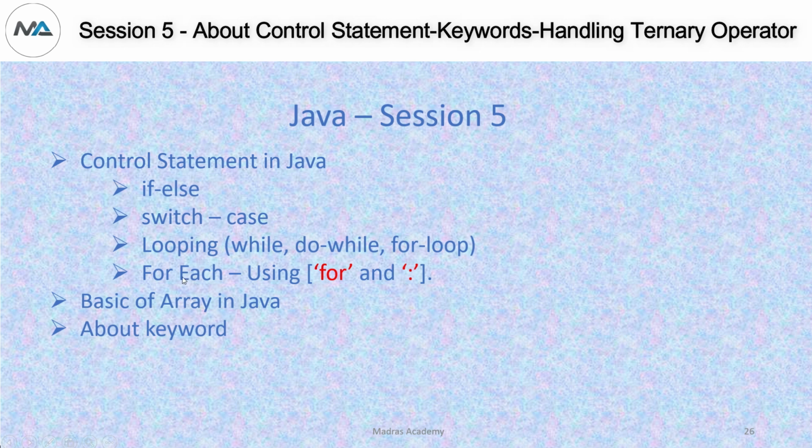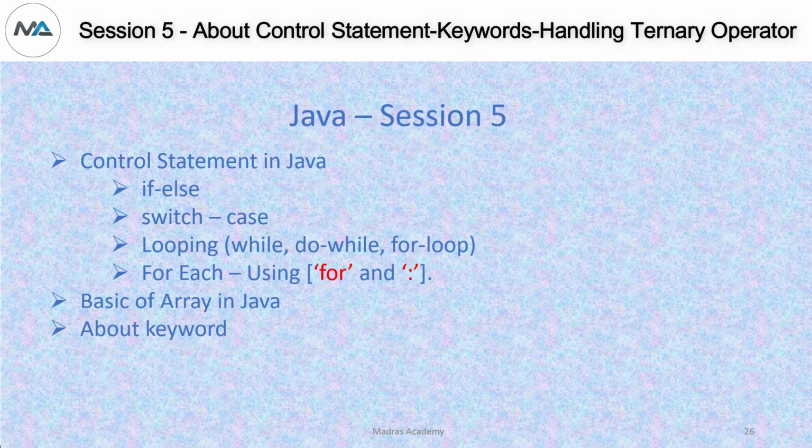And as well as we have the for each concept. In this for each we are using for and colon. Using this for and colon operator, we retrieve the values from the array. While using for each, there is no need to check the condition or how many elements we have inside that array. It will retrieve all the elements continuously till the condition becomes false. So for that purpose we can use an array here.